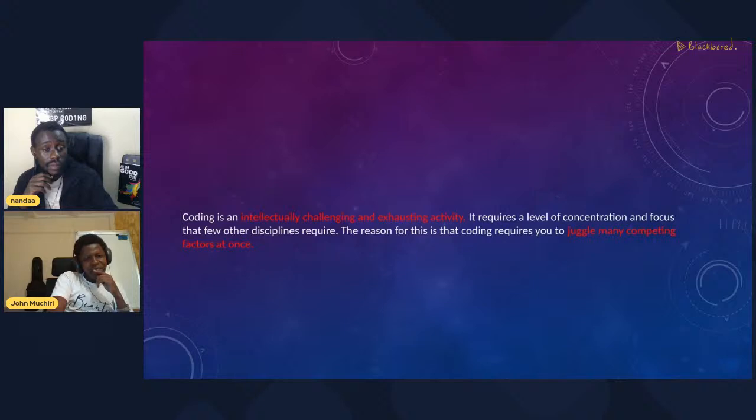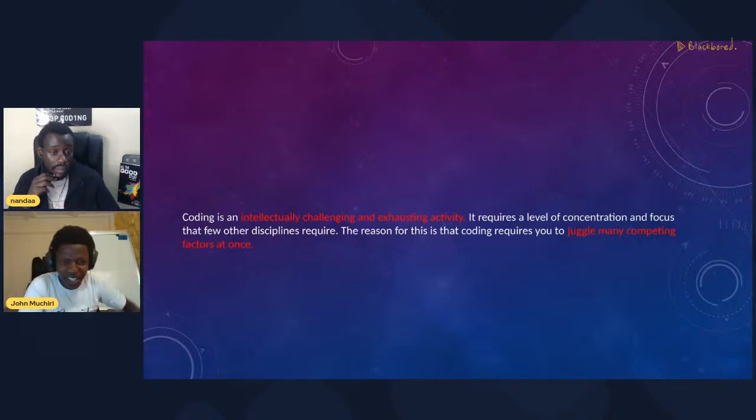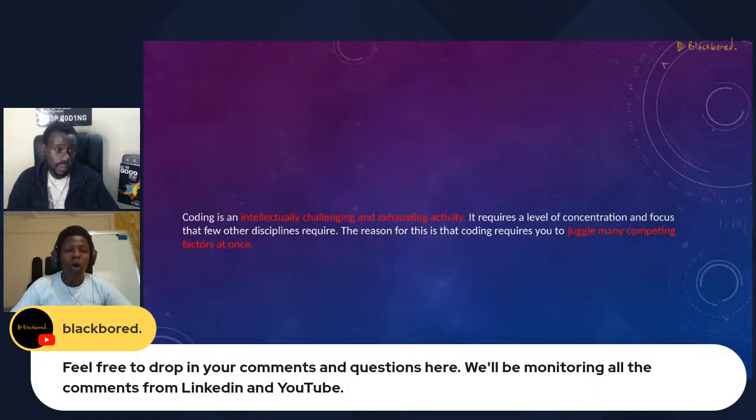So why is coding so hard? This is just a definition. Coding is an intellectual, challenging, exhausting activity. It requires a level of concentration and focus that few other disciplines require. The reason for this is that coding requires you to juggle many competing factors at once. This is why coding is hard, because you have to keep the context. That's why coding is hard compared to other fields.